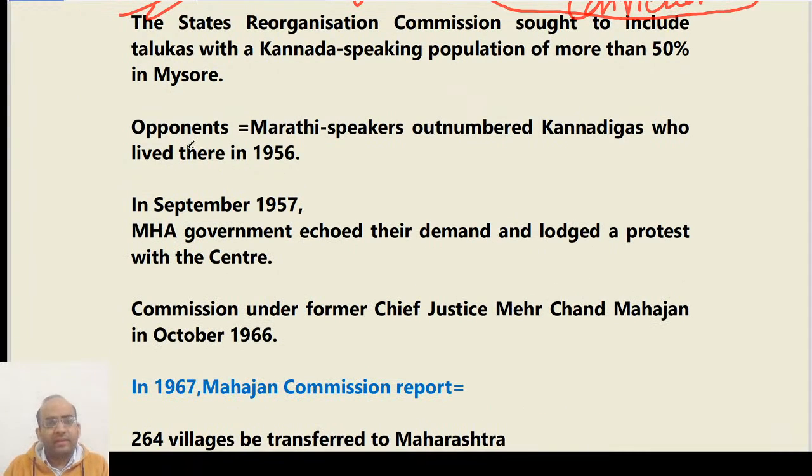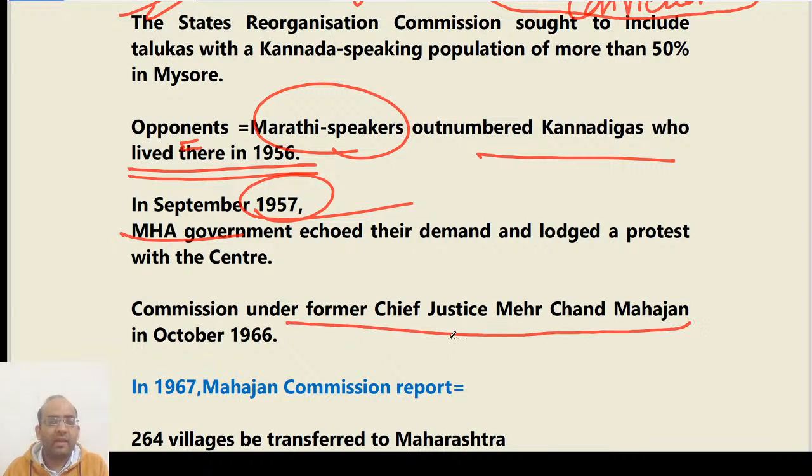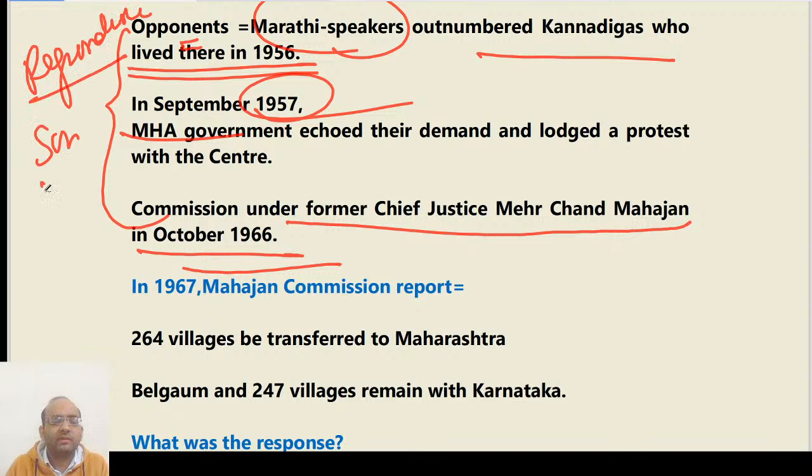Now the opponent says that Marathi people are in majority over Kannadiga people in the Belgaum district. That's why it should be included back in Maharashtra. And this was supported by the Maharashtra government in 1957. So a commission under former Chief Justice Mehr Chand Mahajan was established in 1966. Why? Because of regionalistic politics, son of the soil politics.